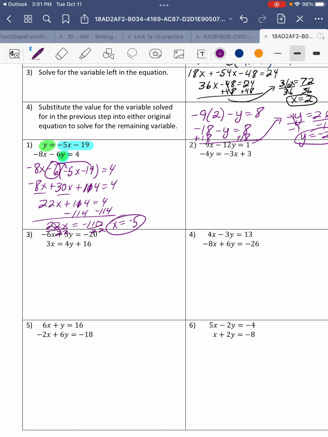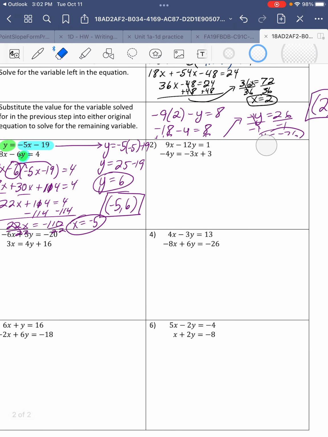We're going to substitute that back into one of the equations. I need to solve for y, so why wouldn't I choose that first equation? I'm going to replace the x, so this is 5 times x, so it's 5 times negative 5. And we're going to solve. Negative 5 times 5 is 25 minus 19. The y value is 6. So my coordinate is negative 5, 6, which is my solution to both of the equations.